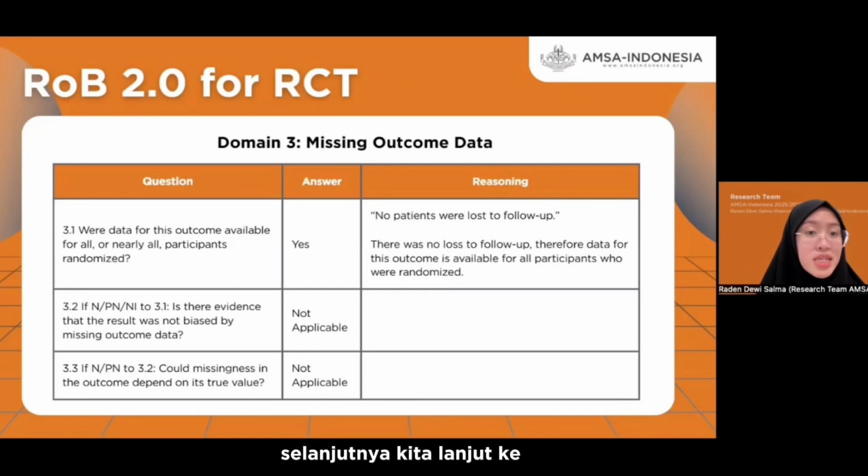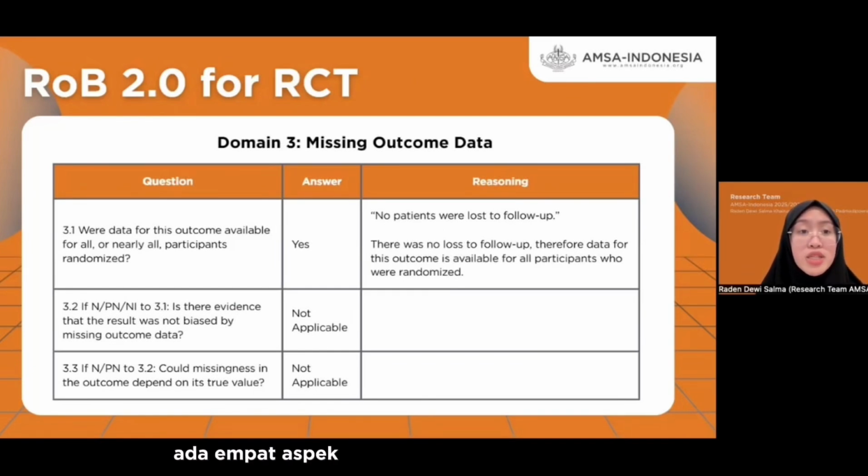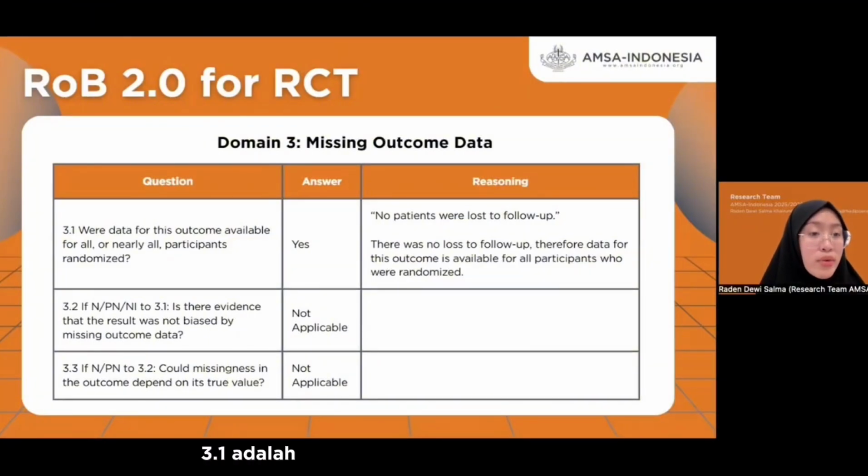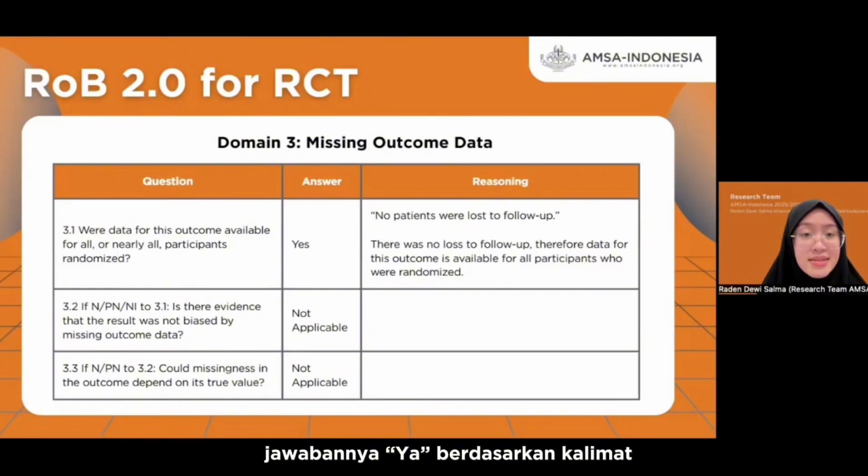Next, we proceed to Domain 3, Missing Outcome Data. There are 4 aspects to be evaluated in this domain. 3.1, were data for this outcome available for all or nearly all participants randomized? The answer is yes. Based on the sentence, no patients were lost to follow up. There was no loss to follow up, therefore data for this outcome is available for all participants who were randomized.